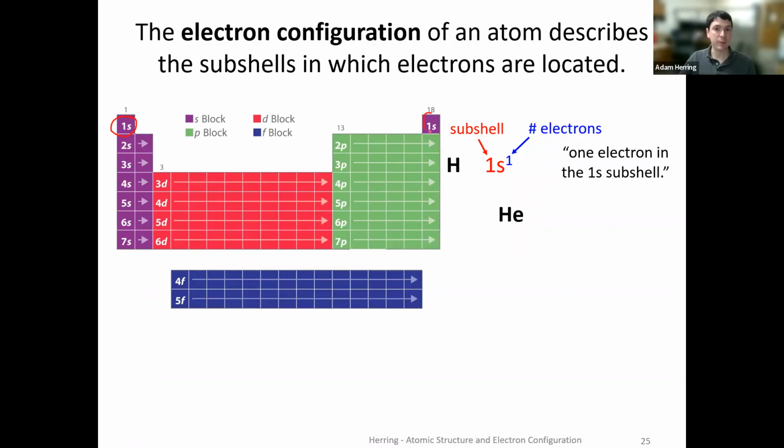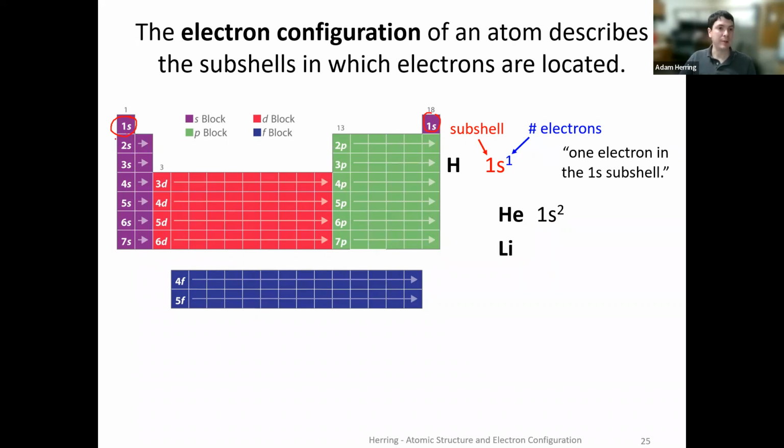Helium is element number 2. So it has 2 protons and 2 electrons. That second electron must go into the 1s subshell before we can start to fill up the 2s or the 2p. And that's because it wants to have the lowest energy state possible. So its configuration would be written as 1s2. There are 2 electrons in the 1s subshell.